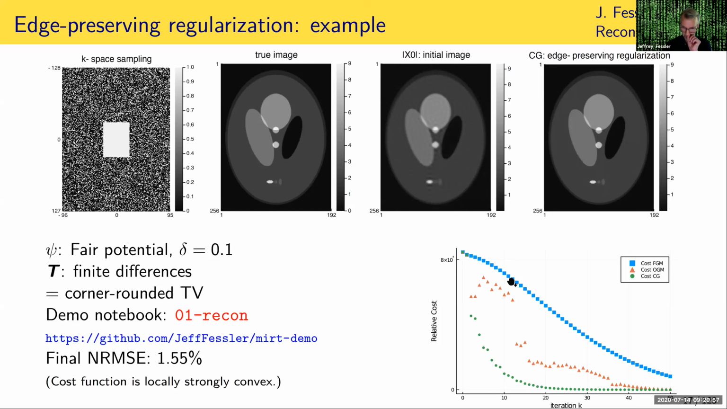And so the blue curve here is Nesterov's famous fast gradient method, or accelerated gradient method as it's sometimes called. The orange triangles here are this optimized gradient method that has a worst case convergence bound that is a factor of 2 better than Nesterov's algorithm. And you can see that you reach any given point on this plot in about half as many iterations.